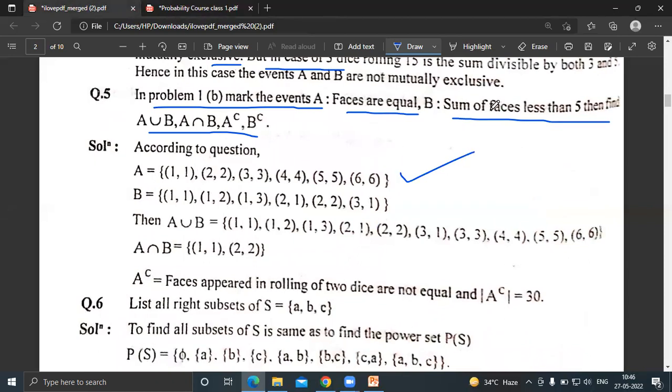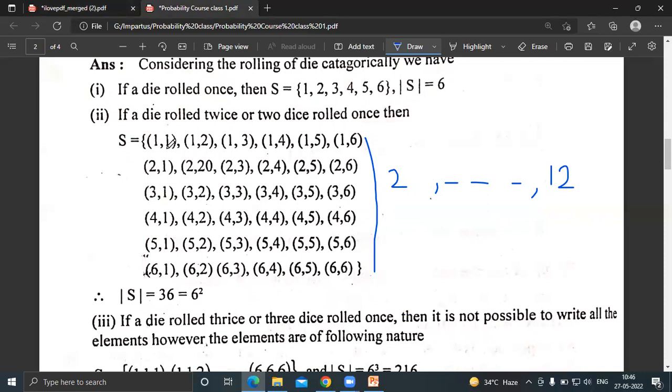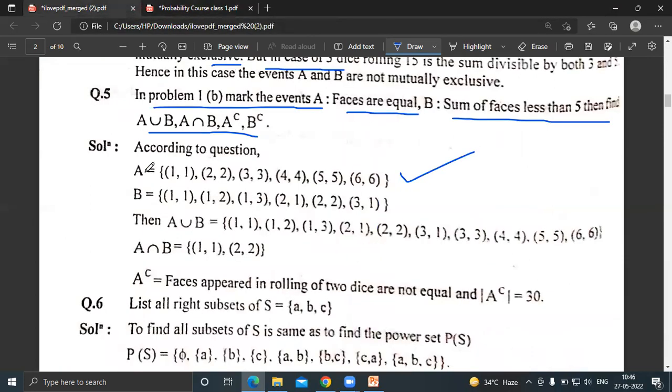B is the sum of the faces less than 5. Sum means addition. Sum of the faces less than 5. 1 plus 1 that is 2. 1 plus 2 that is 3. 1 plus 3 that is 4. So you have to take that type of elements in B. So write all these elements in B. So the question here is A union B. What is A union B? You have to write all elements in one set. That is your A union B.